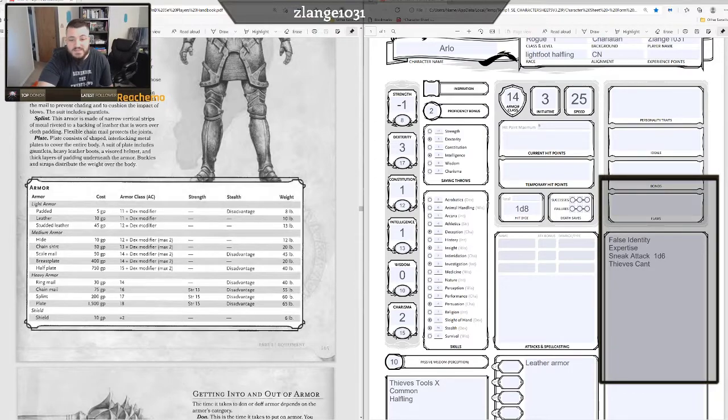Scale mail, 14 plus max dex of 2. That's 16. But that gives us a disadvantage for stealth. Not exactly what we want as a rogue. Breastplate. Very expensive. It's worth 400 gold, but it gives us a 14 plus our dex modifier without the disadvantage of stealth. So breastplate is for a stealthy character. Breastplate is the highest we could go until we start racking up our dexterity, because we have the potential to get our dexterity modifier up to +5 naturally before relying on magic.